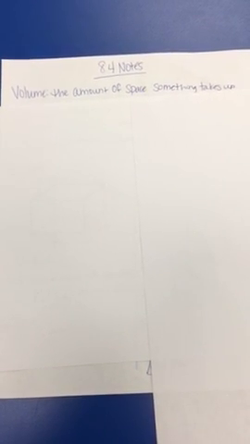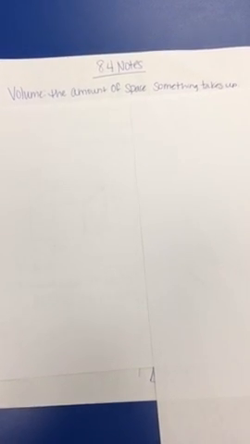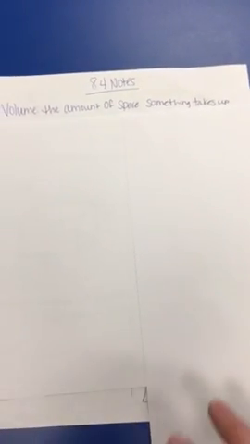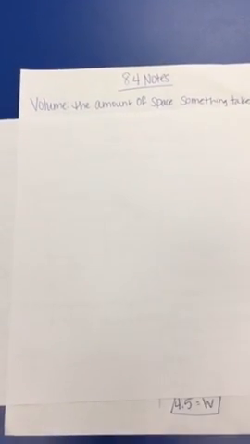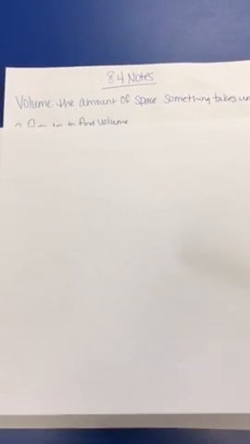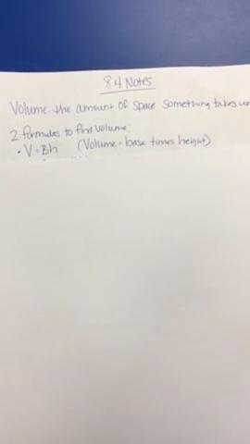This is chapter 8.4, volume of a prism. Remember, the volume is just the amount of space that something takes up. That's all that means. To find volume, we have two formulas we can use.